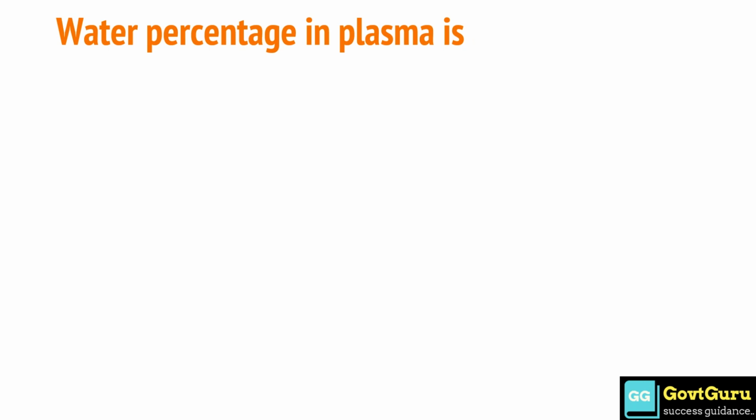Water percentage in plasma is option A, 60%, option B, 70%, option C, 80%, option D, 90%. So the correct answer is option D, 90%.